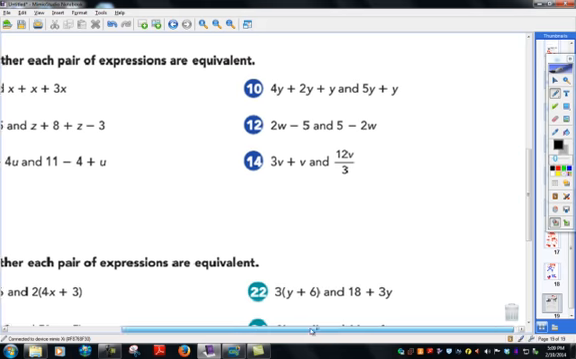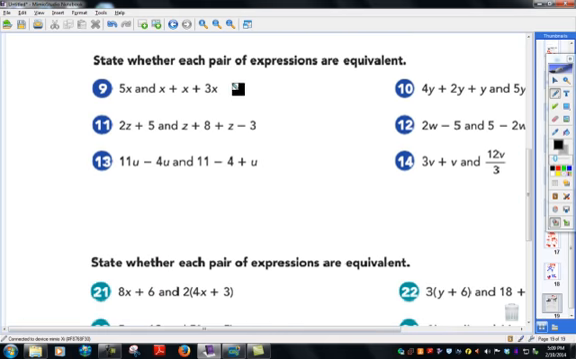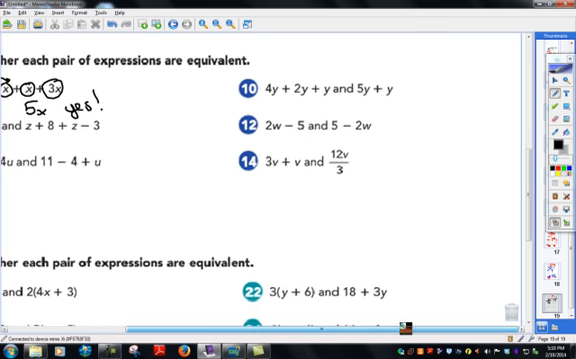Okay, now we're going to get a little bit more challenging. A little bit, not a ton harder. Here we go. Let's see if this thing equals 5x. I have 1x, I have another x, and I have 3 x's. How many x's do I have in total? 5x. So yes, they are equivalent.